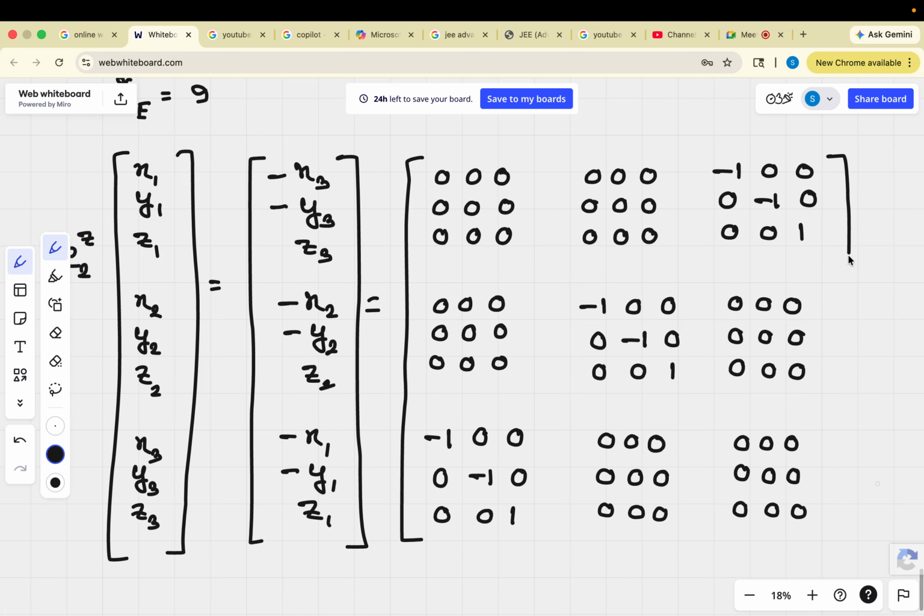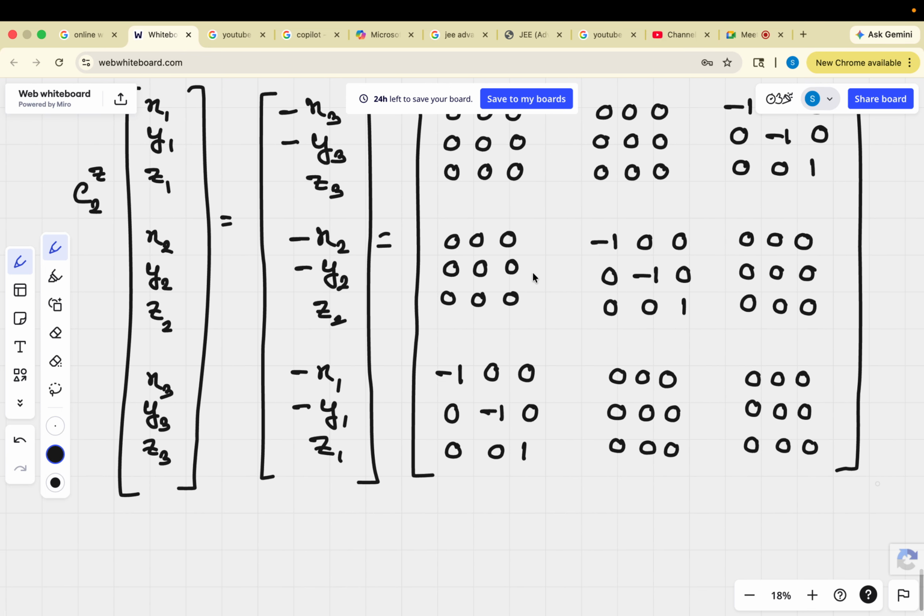Okay, so this is the whole matrix we are getting for C2Z. And if I find out the character chi of C2Z, you have to add diagonally. So diagonally means like this, you have to add along this diagonal. Okay, so if you add, you will get minus 3.